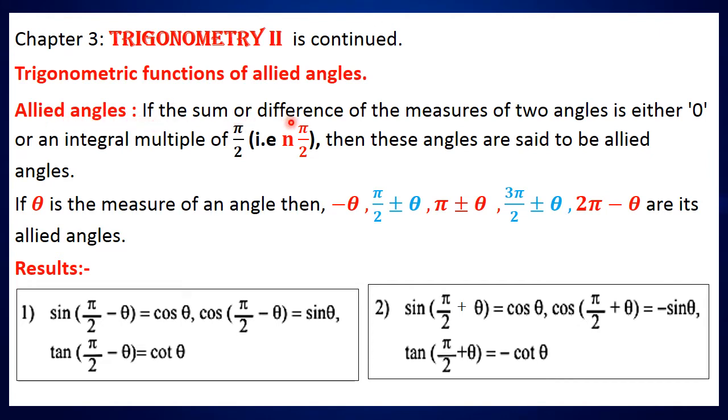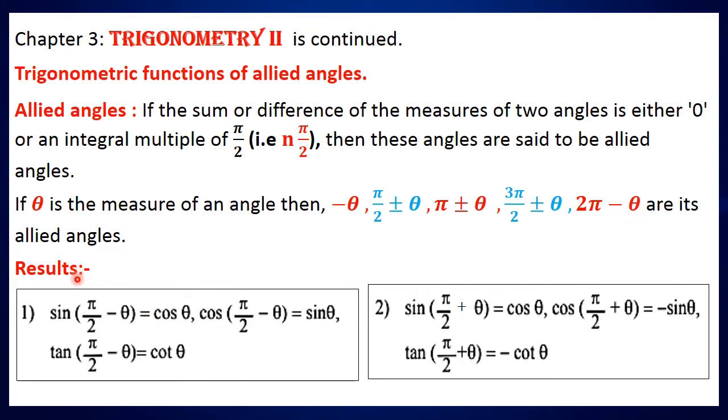If the sum or difference of the measures of two angles is either 0 or an integral multiple of pi by 2, where integral multiple means n pi by 2 with n belonging to the integer set, then these angles are said to be allied angles. If theta is the measure of an angle, then its allied angles are minus theta, pi by 2 plus or minus theta, pi plus or minus theta, 3 pi by 2 plus or minus theta, 2 pi minus theta, etc.